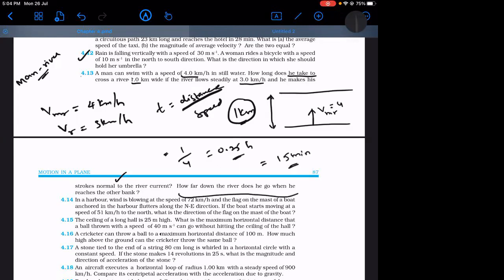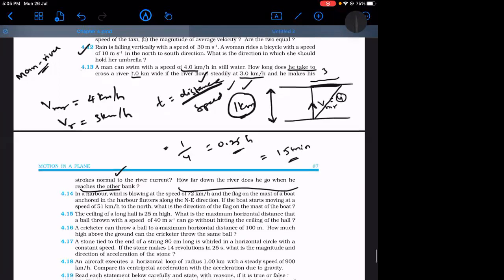How far does the river carry him on the other bank? So if he is reaching here, who is responsible for it? Please tell me. Sir, could you repeat how it's? No, time is equal to distance by speed. So what is this vertical distance between the 2 points? It is 1. And what is the speed with which he is moving in the perpendicular direction? It is 4. So you are asking how we got 15, no? Understood, right? So this is about 15 minutes.